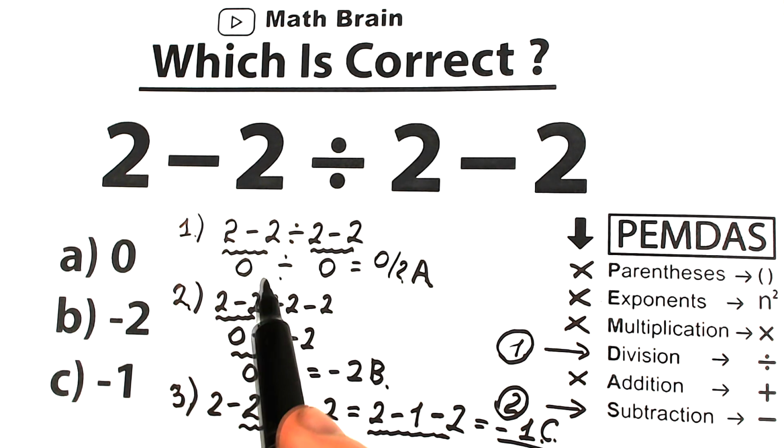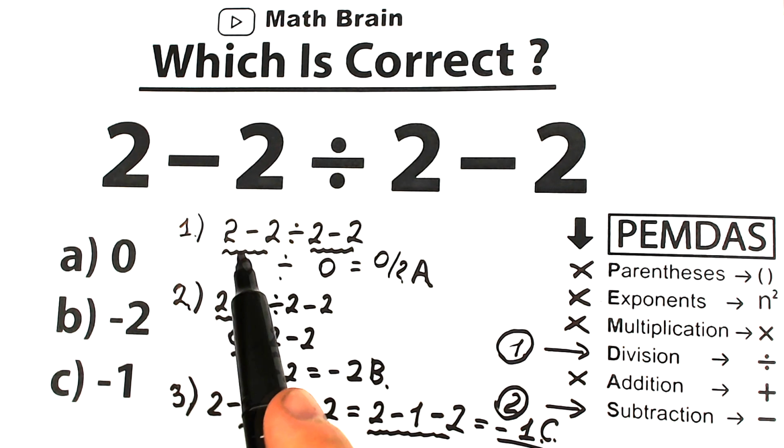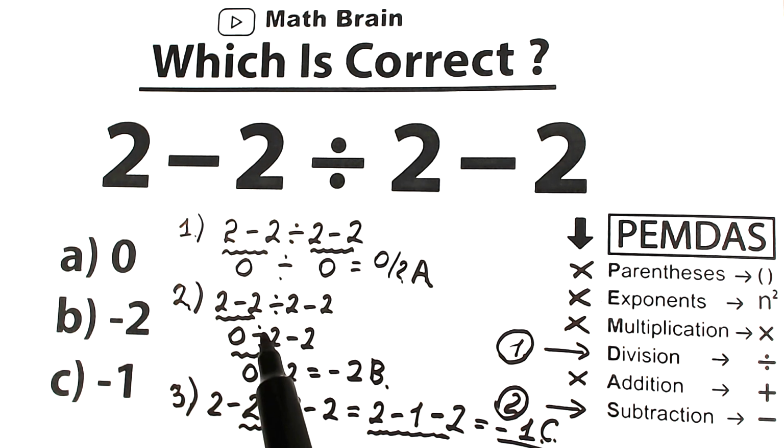Let's look, for example, at this first interpretation. In this first interpretation, we subtracted first, then we divided after this subtraction. This is a very bad mistake in terms of math, because subtraction is all the time after division, okay? It's all the time after division.